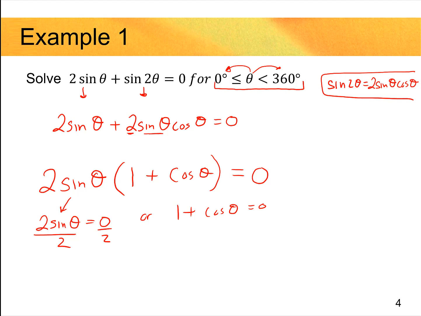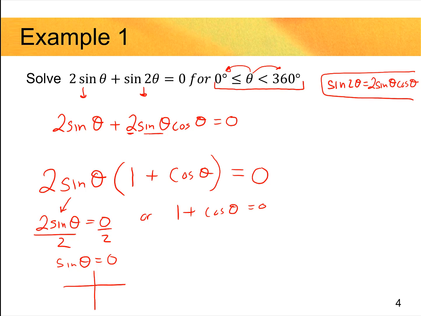Divide this by 2, divide this by 2 to get sine theta by itself. So sine theta is still equal to 0. So notice right here, anywhere from 0 degrees to just shy of 360 degrees, when does sine theta give me a 0?